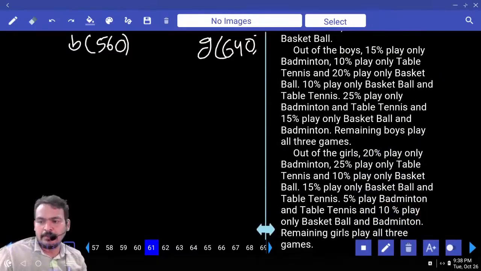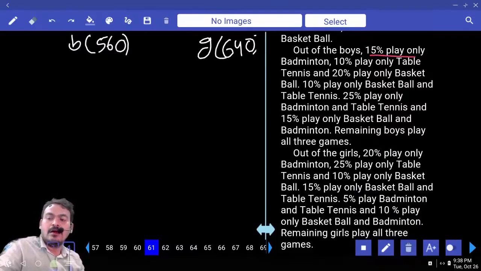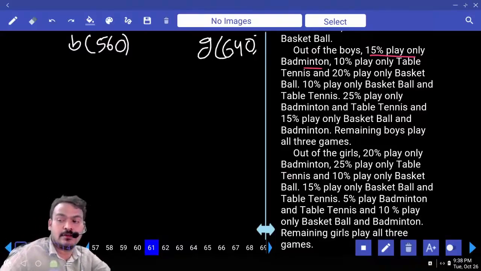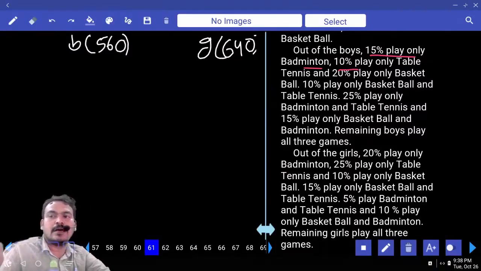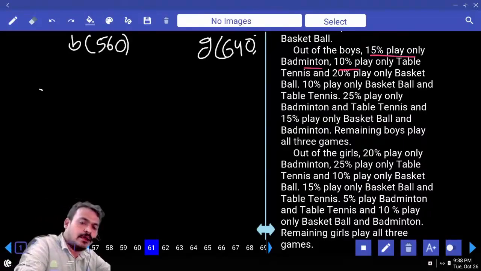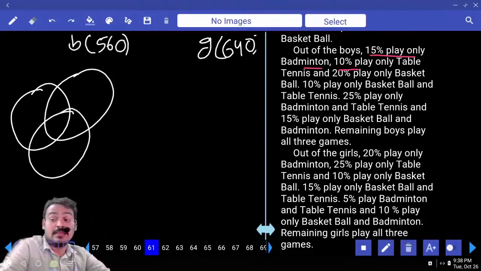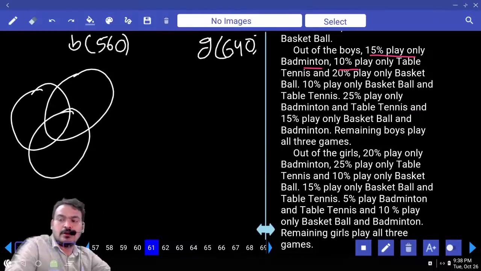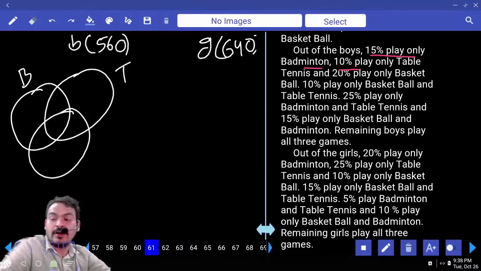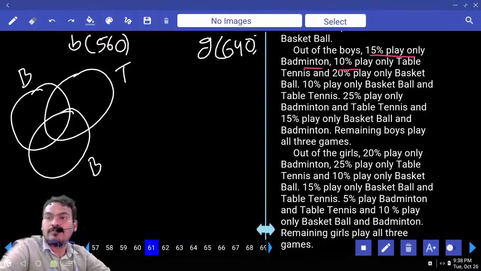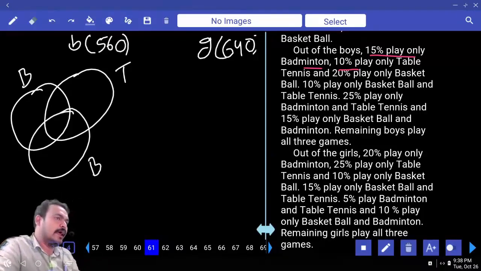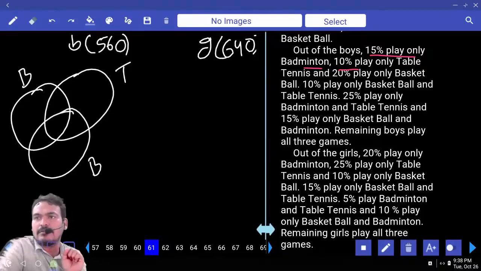Next, suppose total boys we treated as 100%. Out of the boys, 15% play only badminton. Only badminton is how much percent? 15%. Only table tennis are 10% and 20% play only basketball. Okay. In boys' case, 3 sports are only one sport. First one is which one? Badminton. Second one is table tennis. Next one is basketball. It is a Venn diagram case, but we do not require a Venn diagram here.